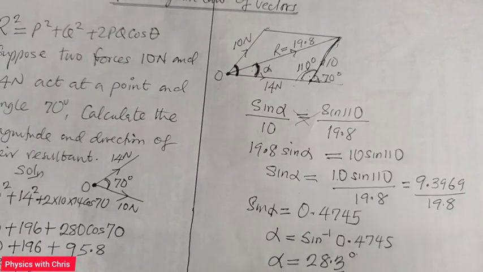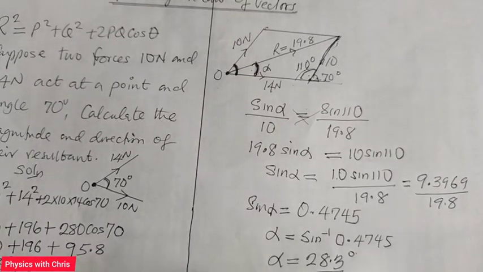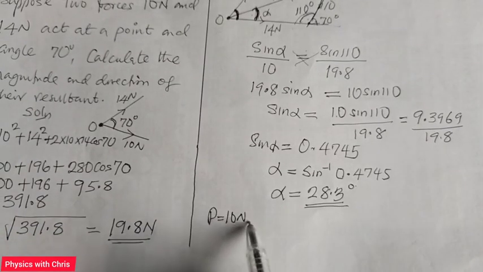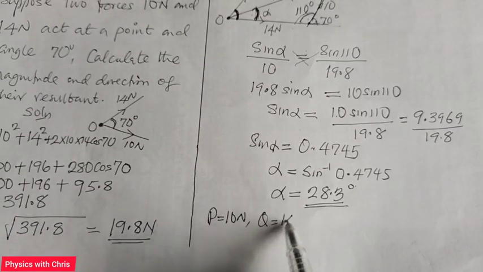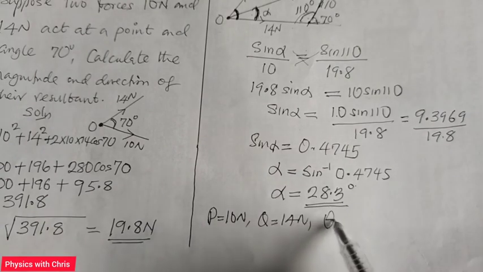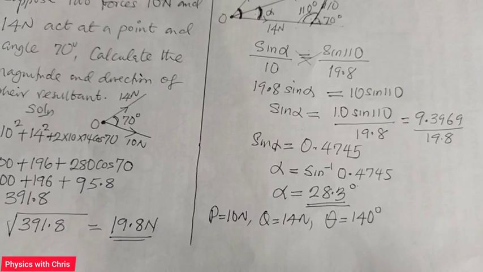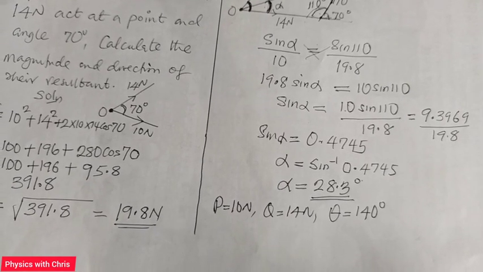How do you use the same equation? Keeping P constant. Let's say the vector P still remains 10 Newton and vector Q is still 14 Newton. This time around, let's say angle theta is now 140 degrees. How do we determine the magnitude and the direction of the resultant?